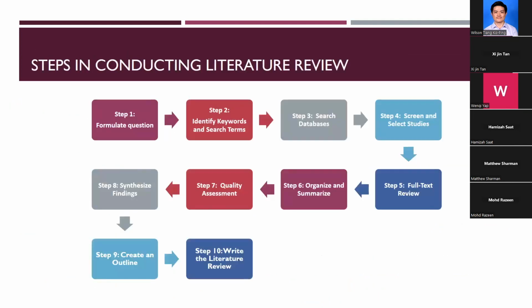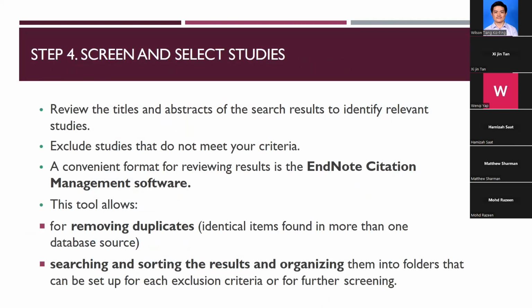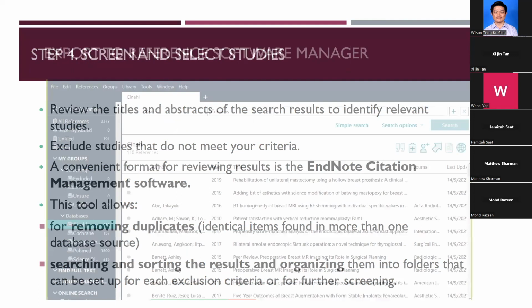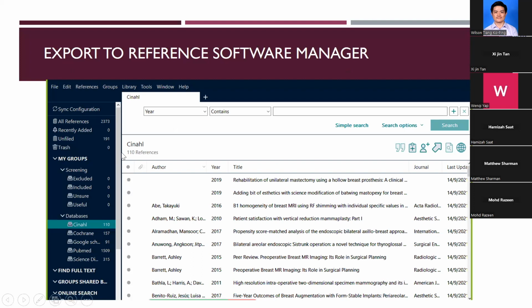All right, so the next step is to screen and select the studies. What you can do is use EndNote. Dr. Tanya, I think, will cover that. These tools will remove duplicates, sort your results and organize your results. This is an example of how you export your references to a reference manager. The UM Library subscribes to EndNote, so you can use that. These are all the databases that you search, and you can export everything here.